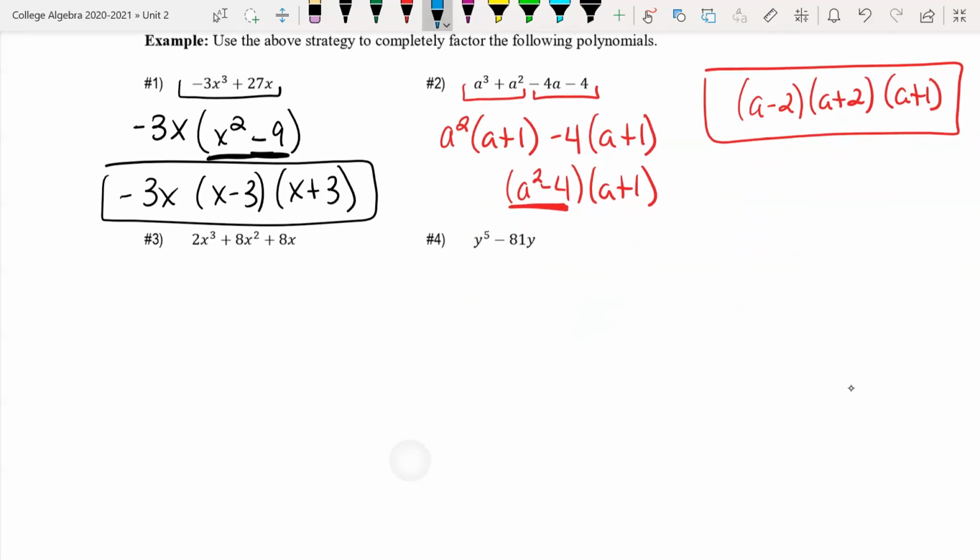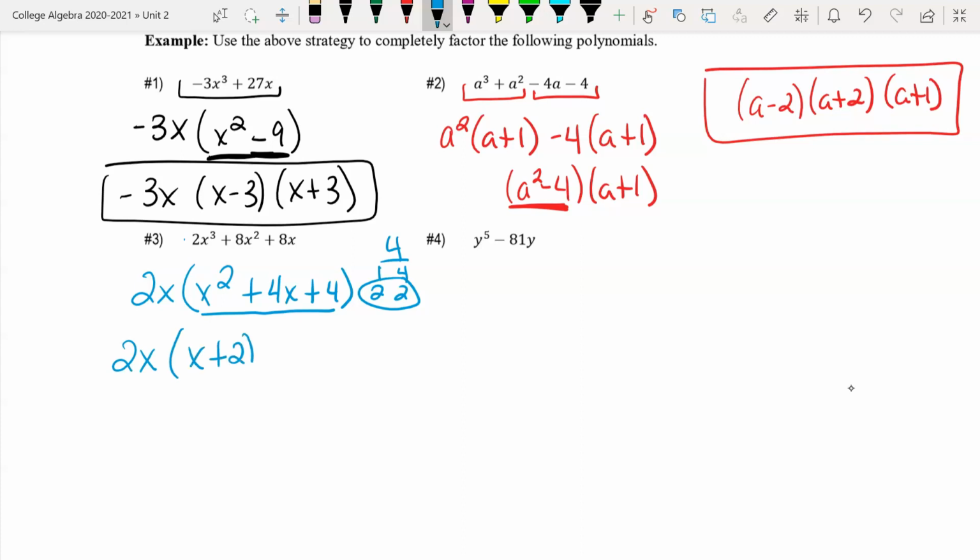Kind of moving down. Three terms. I still want to do GCF. They all have 2x that I can factor out. So I get x squared plus 4x plus 4. Now let's factor this. There's three terms. I'll list the factors of 4: 1 and 4, 2 and 2. That adds up to that middle number. So I would get x plus 2, x plus 2 is what that inside parentheses is going to factor into.